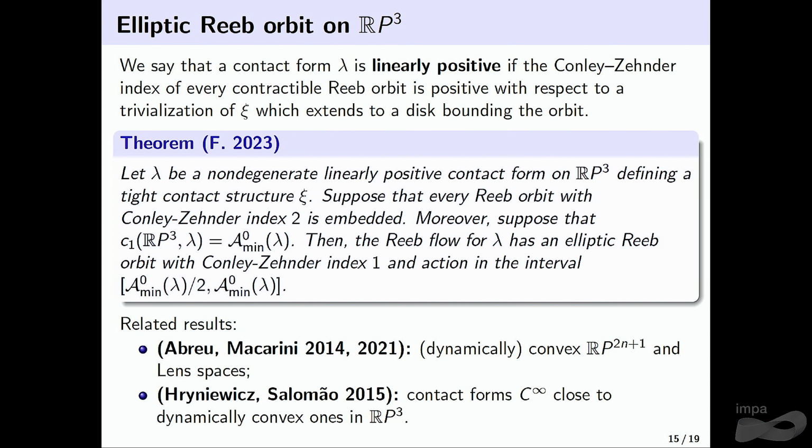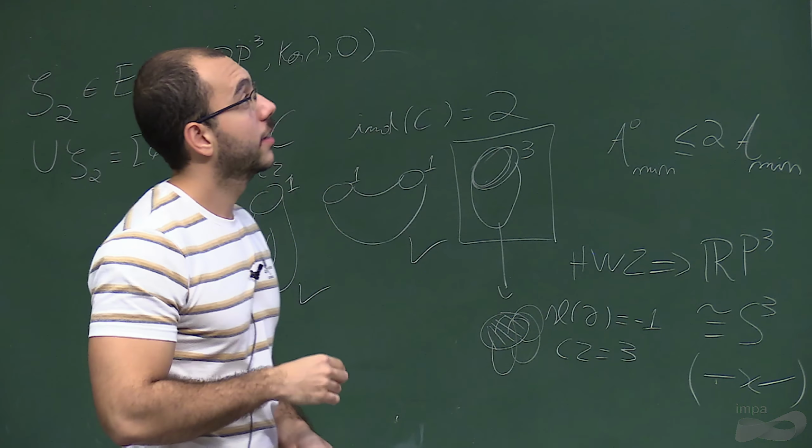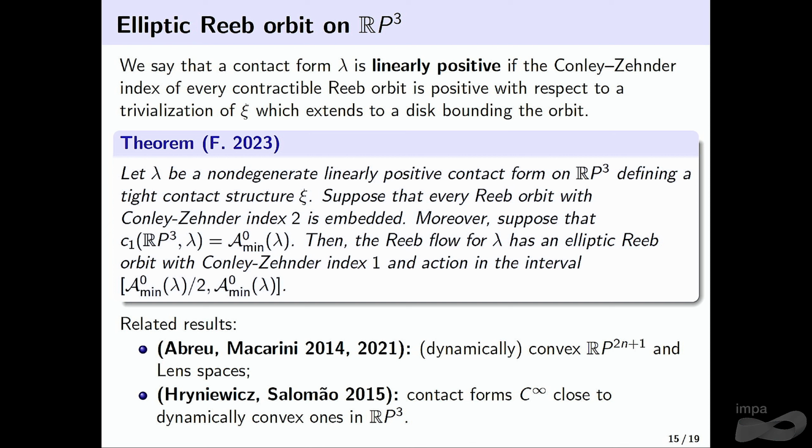Yeah. And Humberto and Pedro Salomão, they also had this more general result than mine, I mean. The contact forms C-infinitely close to dynamically convex ones admit a parabolic or elliptic Reeb orbit, and they can conclude about the self-linking number, which is -1/2, like this case. And they conclude about the transverse rotation number, and hence about the Conley-Zehnder index. Yeah.